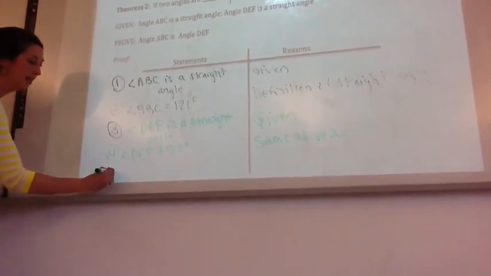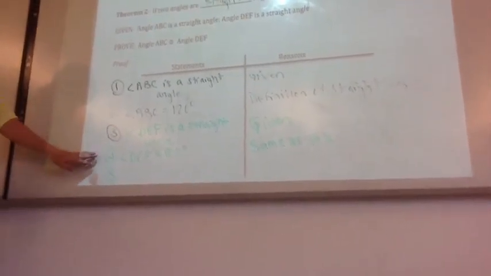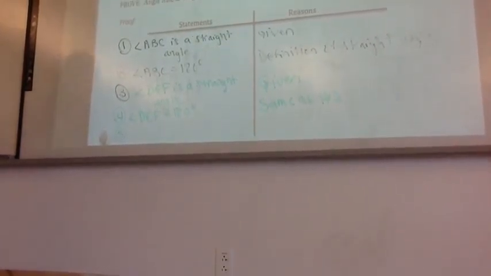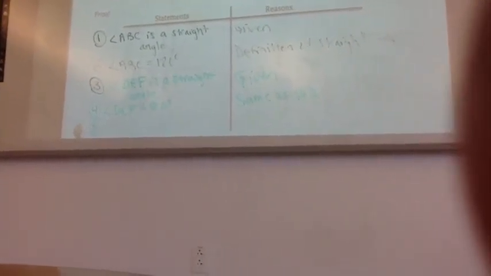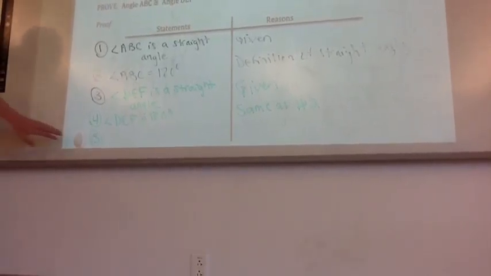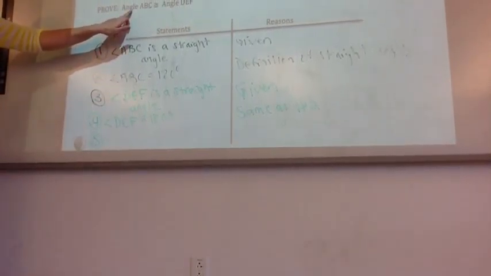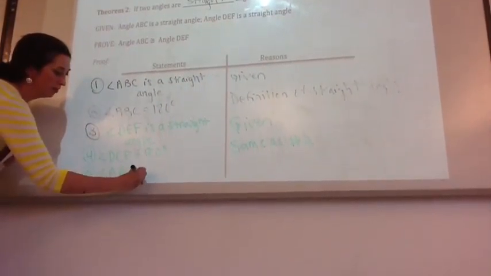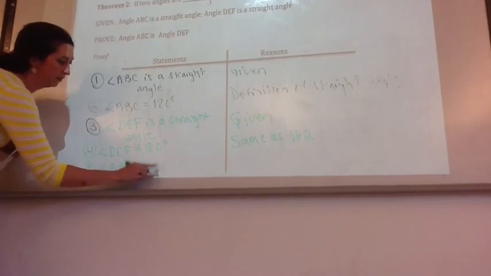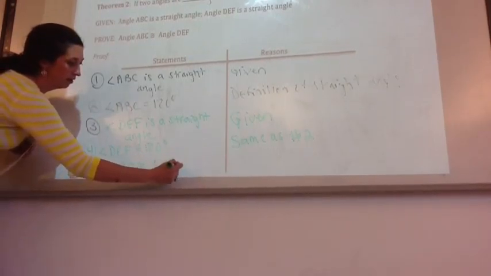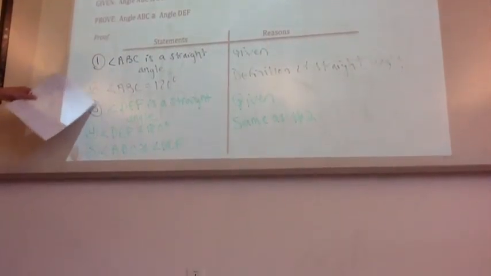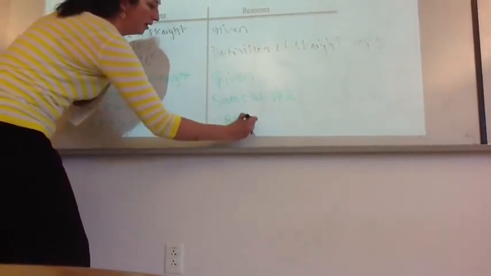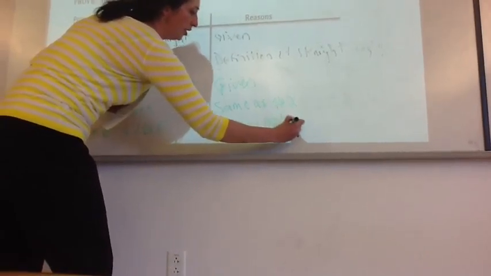So what can we say then in number 5 since we've laid this all out? We know ABC is 180. We know DEF is 180, so we then can say angle ABC is congruent to DEF. And for all the reasons we've backed up, we've proven this and this, so we can say angle ABC equals 180, which equals DEF.